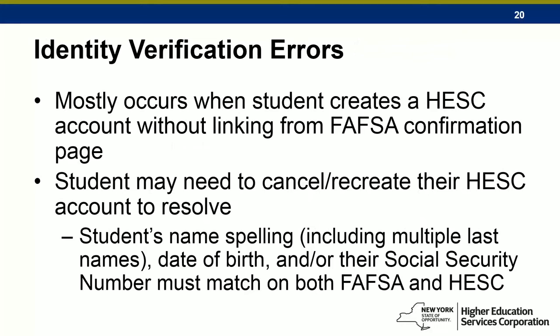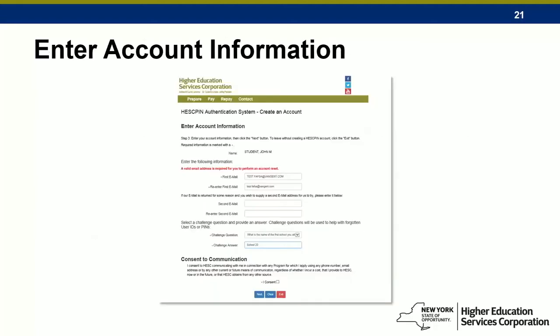So if there are errors where a student has an account that's been selected for identity verification, and it might be one of those entry errors, they put the wrong name, the wrong social, the wrong birthday, we could simply cancel that account for the student and they can recreate it. Students can actually cancel their own accounts in the account menu, or they could always contact us by call or email, and we can reset their account so they can start from scratch.